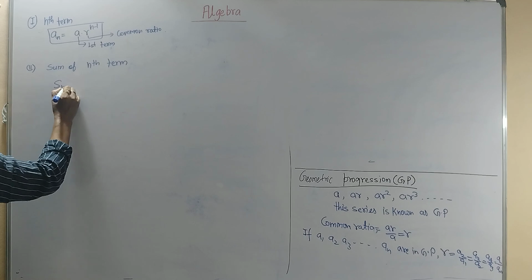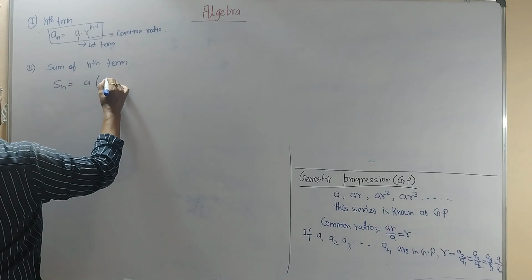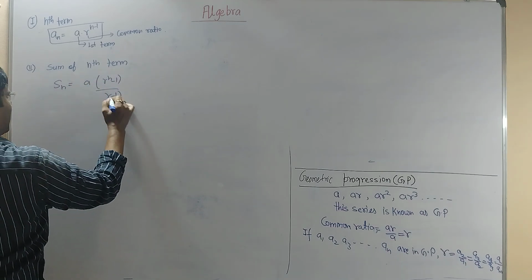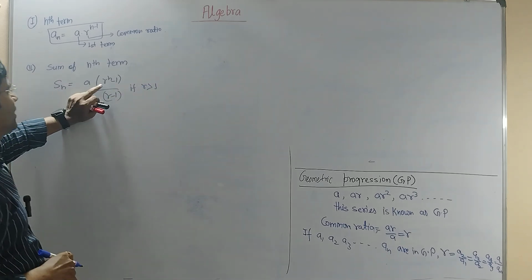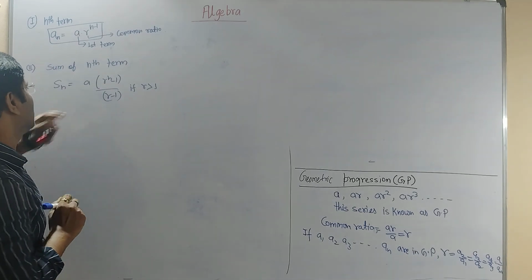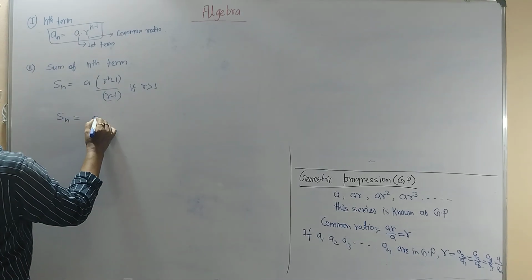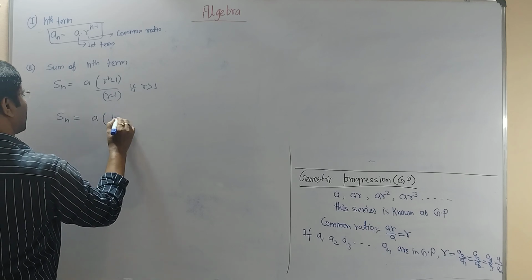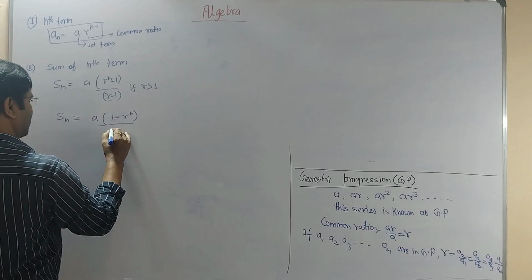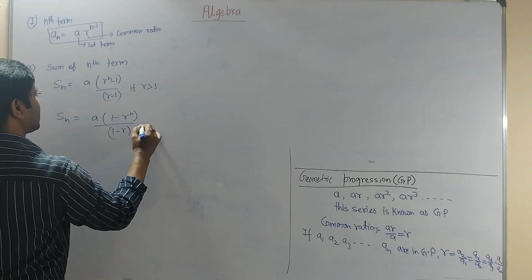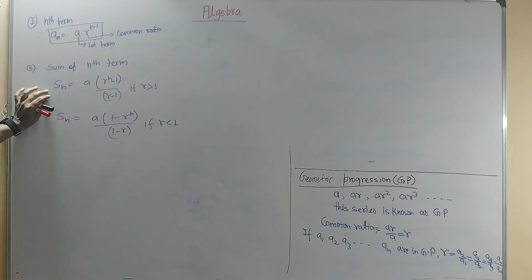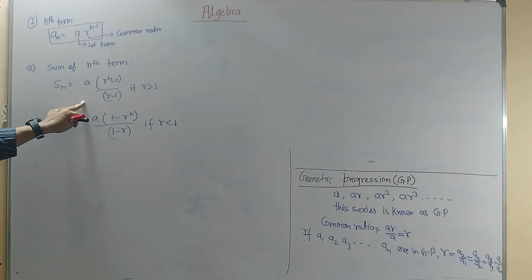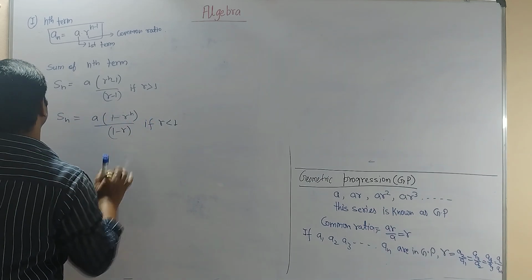So here Sn equals first term times r to the power n minus 1 upon r minus 1 if r is greater than 1. If the ratio is greater than 1, then we write r to the power n minus 1 upon r minus 1. If the ratio is less than 1, then we write 1 minus r to the power n upon 1 minus r. So there are two formulas for the sum of n terms. If r is greater than 1, apply this one; if r is less than 1, apply this one.